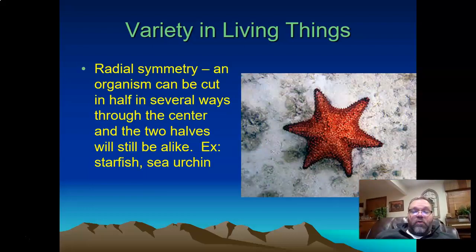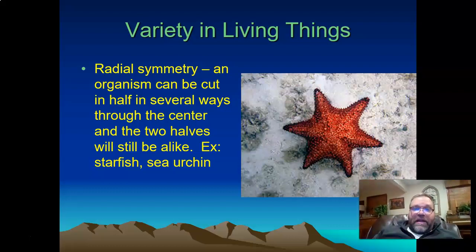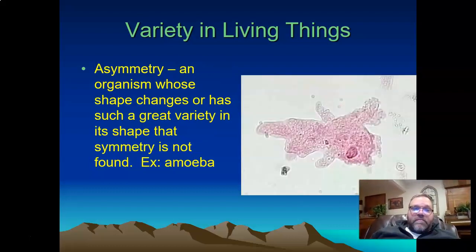Here's an example of something called radial symmetry. An organism can be cut in half in several different ways through the center, and the two halves will be alike. So no matter which way you cut this starfish, either this way or this way or this way or whatever, it's still going to be the same left side and right side. This is called radial. Radial is like talking about a circle in a radius. Radial symmetry.